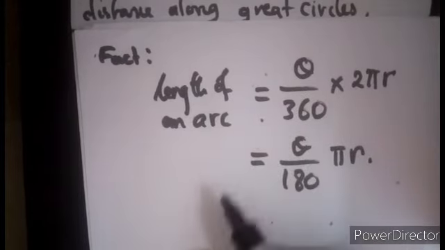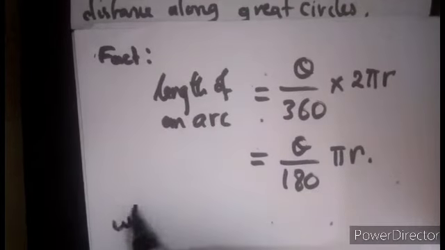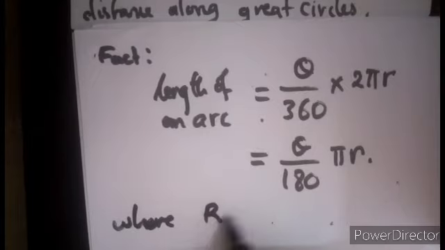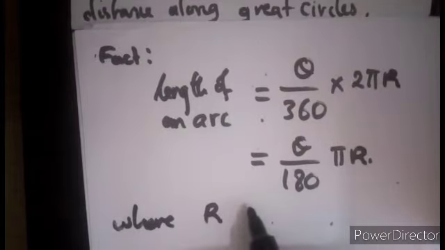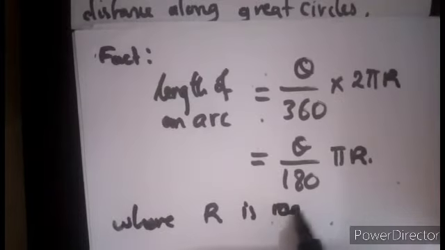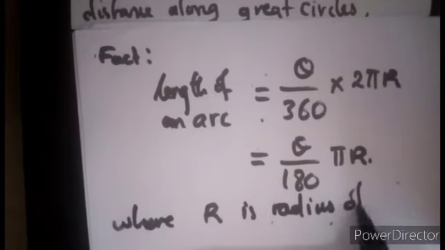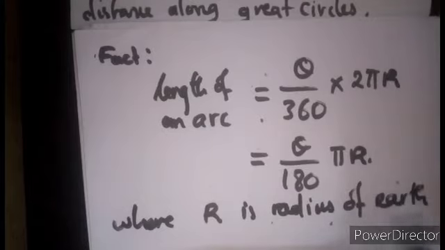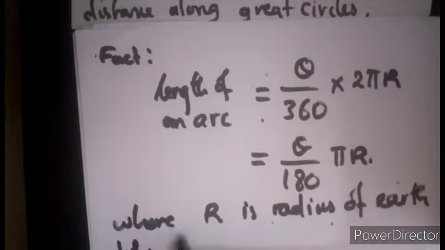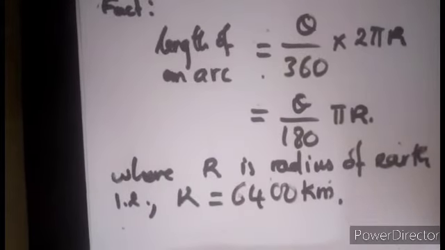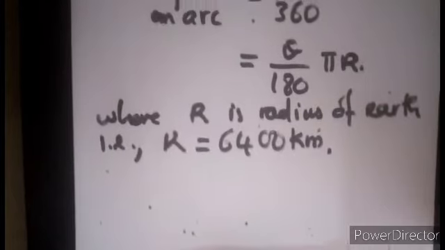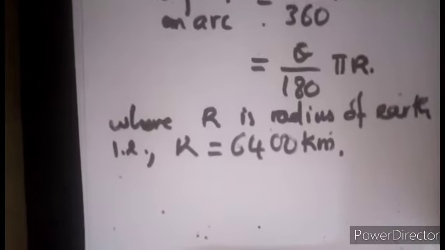But since we are dealing with planetary geometry, the globe, the Earth, you should note that this R, let's use capital R, will be the radius of the Earth. R is often 6,400 kilometers. That's the radius of the Earth, and that's what we'll be using throughout.